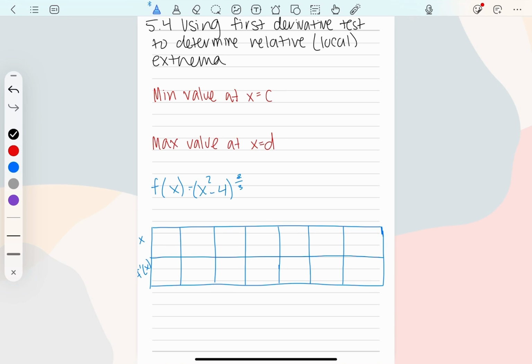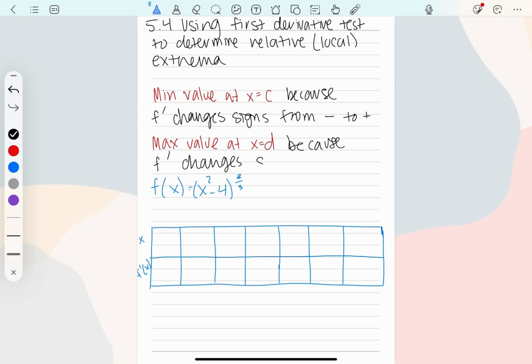So min value at x equals C, because f prime changes signs from negative to positive. Max value at x equals D, because f prime changes signs from positive to negative.